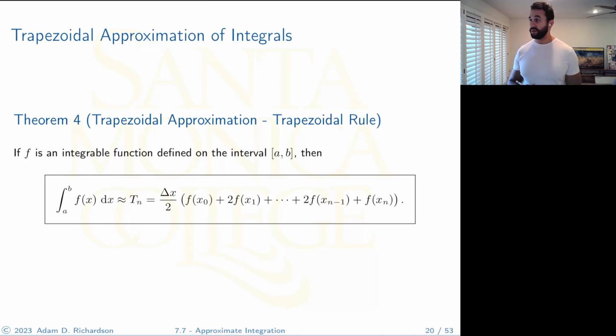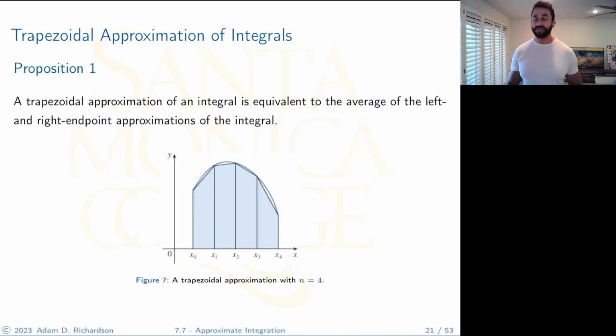So this is a trapezoidal approximation of the area under that curve. So if we've got an integrable function, then we can say that the integral is approximately equal to this trapezoidal approximation. Okay, so here's one interesting result. It turns out that the trapezoidal approximation of an integral is equivalent to the average of the left and right endpoint approximations. And we're going to do the calculation right here. But it makes sense geometrically and intuitively if you ponder it for a minute.